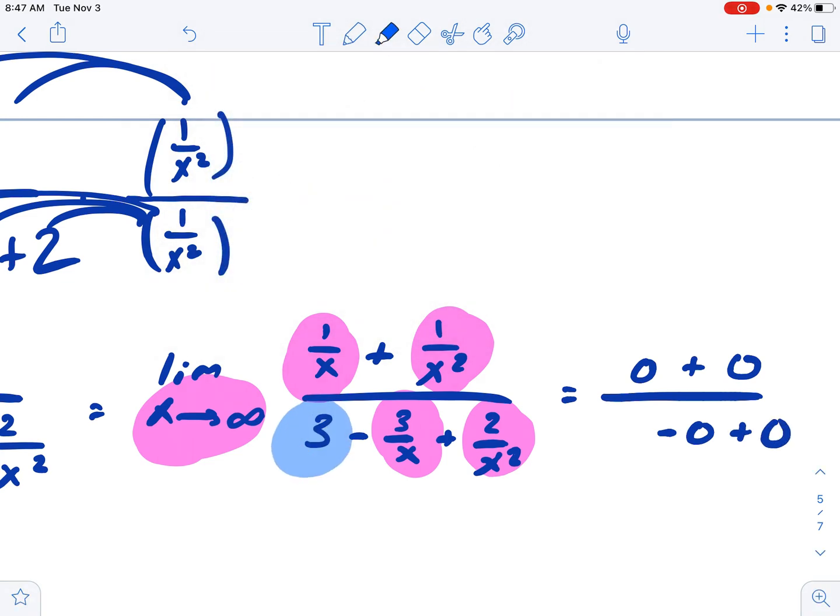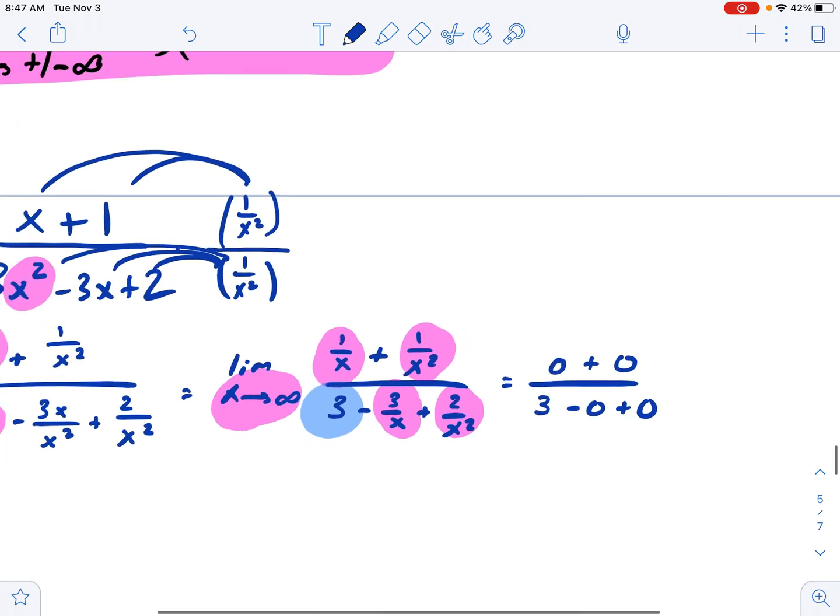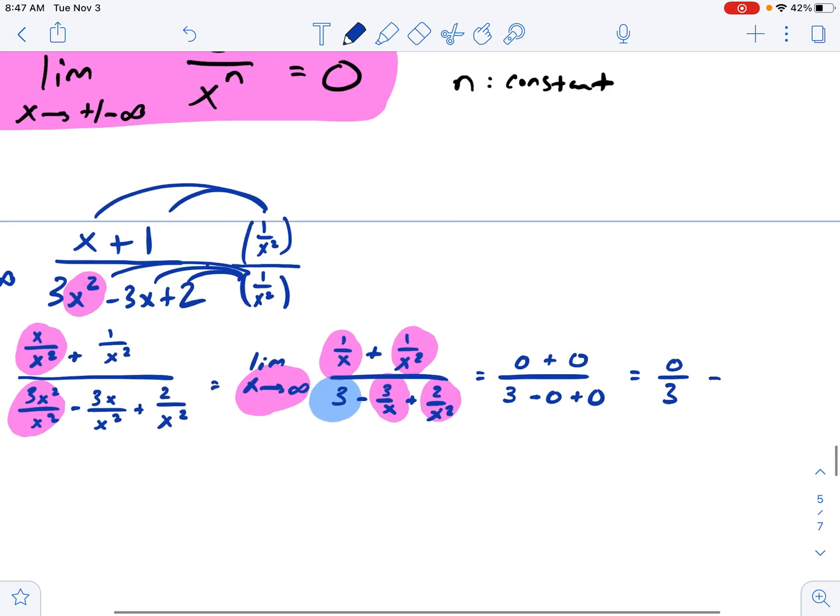And the only thing that's left is this 3, right? That has no x attached to it. That's not affected by what x does, so that stays a 3. Now if we clean this up, what are we getting? We're getting 0 over 3, and what does it equal when we get 0 in the numerator only?